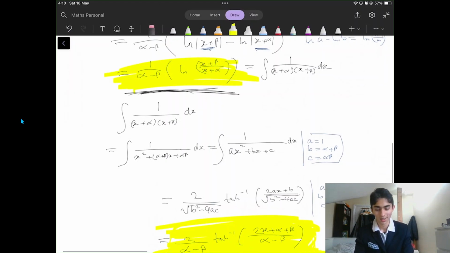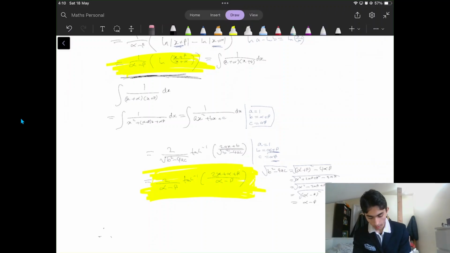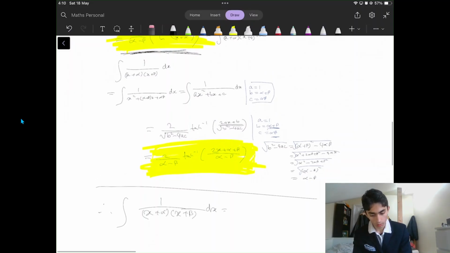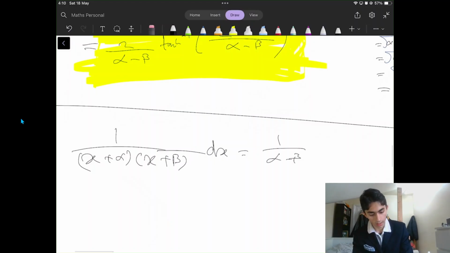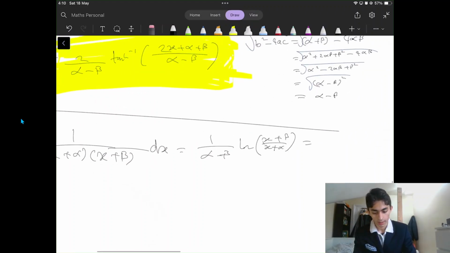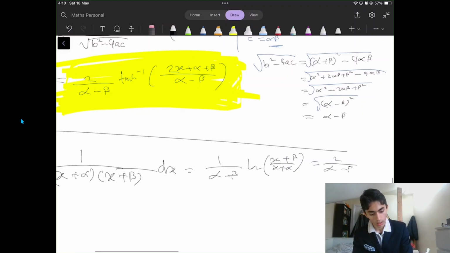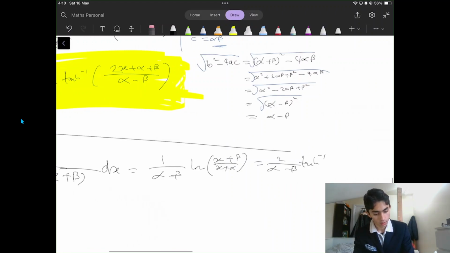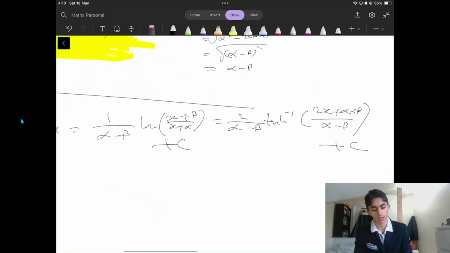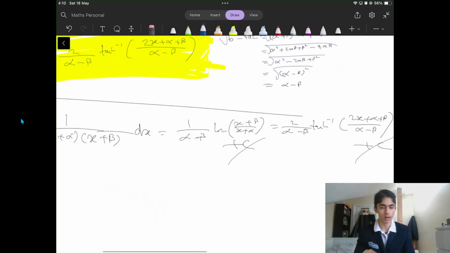Cool. So yeah, therefore, we can safely conclude that the integral of 1 over x plus alpha times x plus beta dx equals 1 over alpha minus beta times natural logarithm of x plus beta over x plus alpha, which is also equal to 2 over alpha minus beta times the hyperbolic inverse tan of 2x plus alpha plus beta over alpha minus beta. Okay? The reason I'm ignoring the plus c's is because they're completely irrelevant and they cancel anyway, in our case.